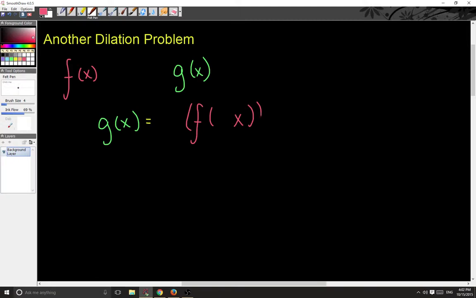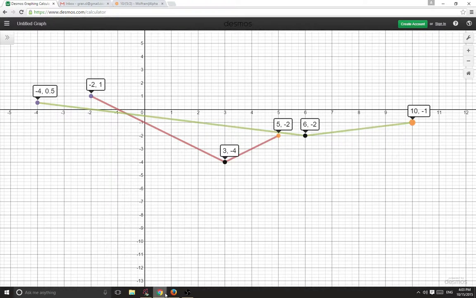We know for a vertical dilation, we need to put our f of x in parentheses and multiply all of our f of x by whatever we're vertically dilating our function by. And for a horizontal dilation, we want to multiply all of our x-coordinates by whatever number we're horizontally dilating by. Let's first look at our vertical dilation, since that's pretty straightforward.